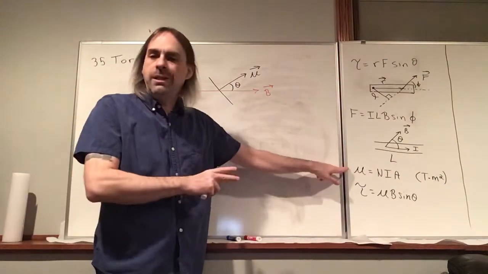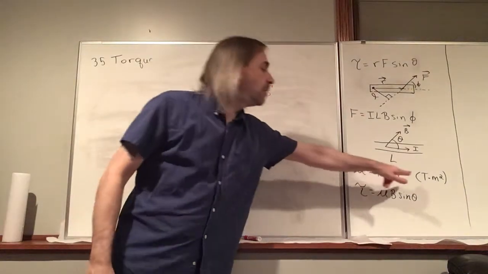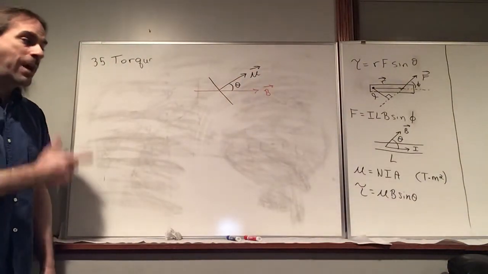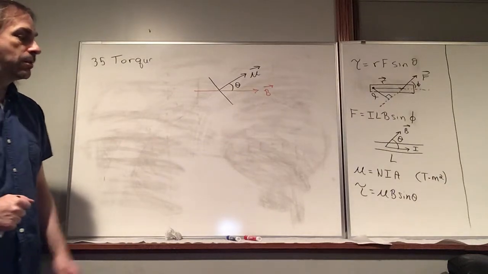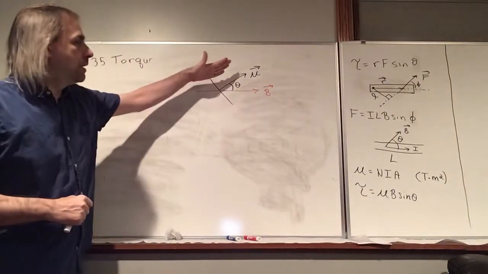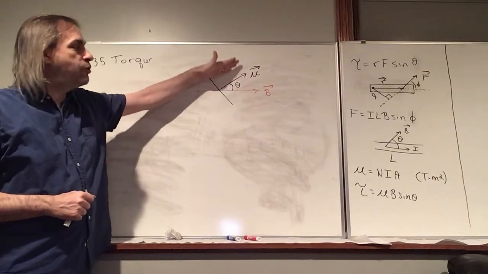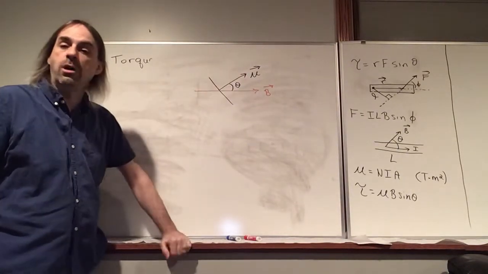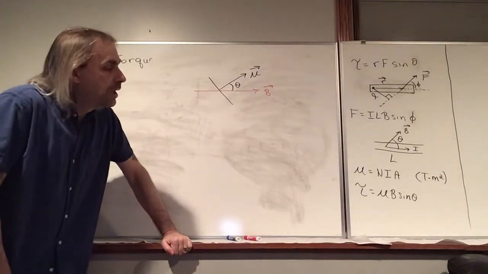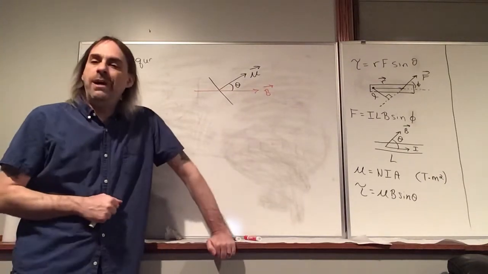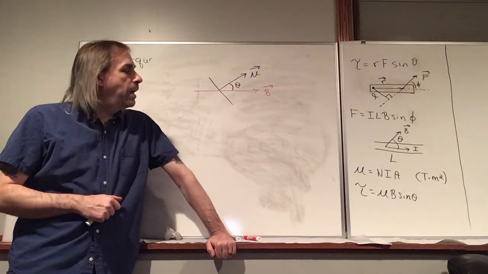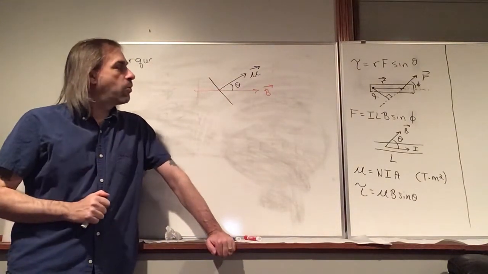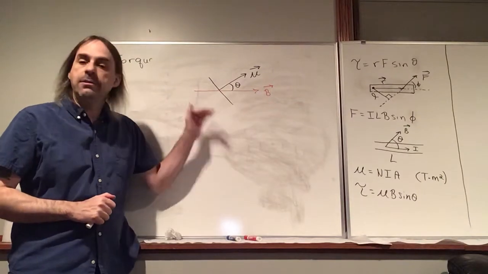The magnitude is easy, just NIA, with units of Tesla times meter squared. Again, the direction is given by the right-hand rule. So the orientation of the coil will affect how much torque there is on the coil. But now the torque also has a direction. The coil is free to rotate. The magnetic field is fixed.